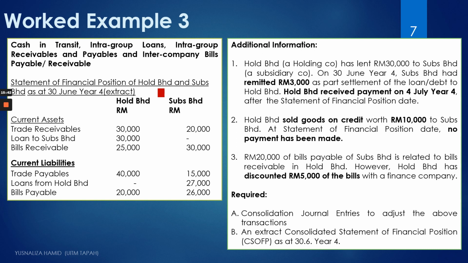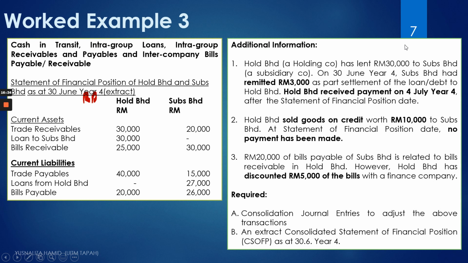You have the statements of financial position of two separate companies. One is called Whole, the other is called Sub. The year end is 30th of June year 4, and the year end is normally your reporting date. You have the information given here: current assets, trade receivables, loan, and bills receivable; current liabilities, you have the trade payables, loans from Whole, and bills payable. This example will not touch on the impact on group profits, because we are just focusing on the impact on assets and liabilities if they relate to intercompany transactions. So our focus is more on the assets and liabilities.